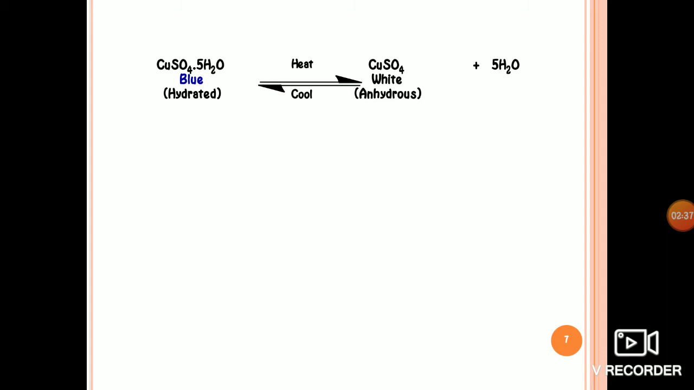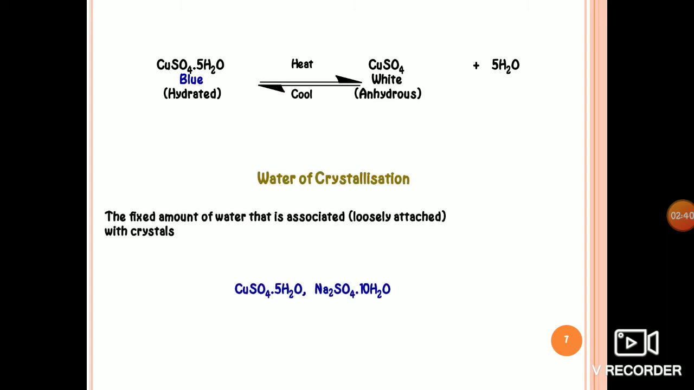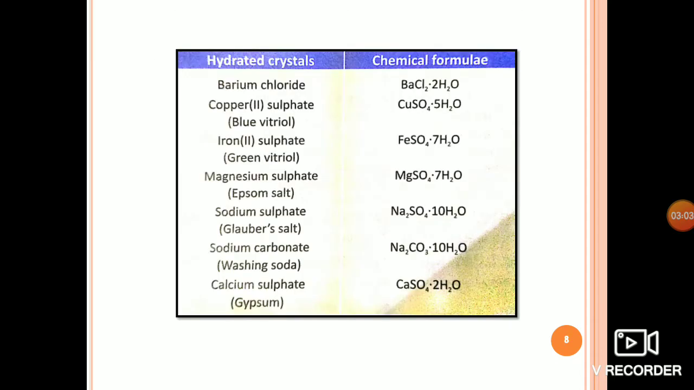Next is water of crystallization. The fixed amount of water that is loosely attached with crystals is known as water of crystallization. Example, 5 molecules of water are present in copper sulfate and it is known as copper sulfate pentahydrate. 10 molecules of water are present in sodium sulfate and it is known as sodium sulfate decahydrate. These are a few examples of hydrated crystals which you can find in your book.